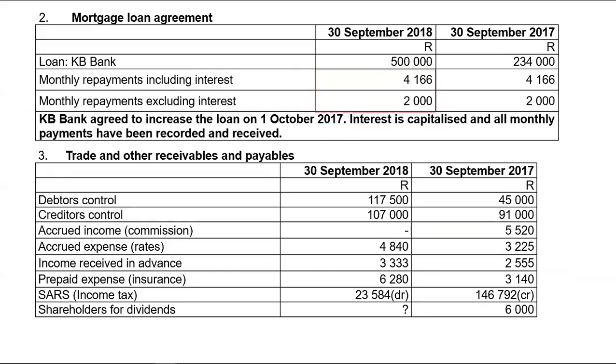According to this information here, they are not giving me any depreciation at all. They're giving me trade and other receivables and payables. And I've seen there, I've got debtors control, creditors control, accrued income, accrued expense, income received in advance, prepaid expense, which is insurance, SARS income tax, shareholders for dividends. Okay, let me just go to the next page. In the next page, they're simply giving me nothing.